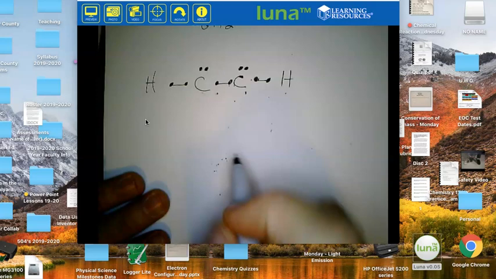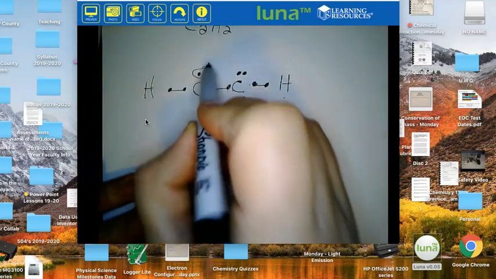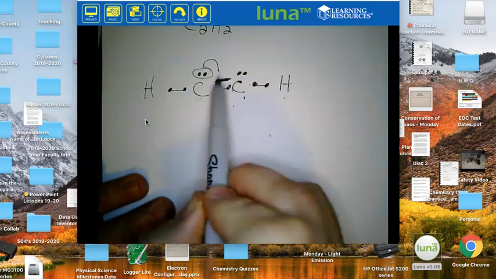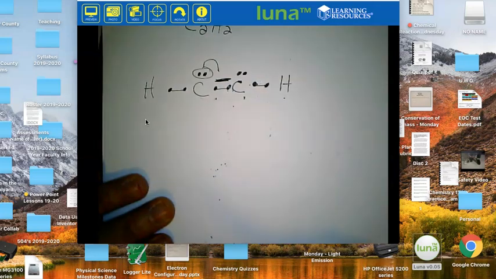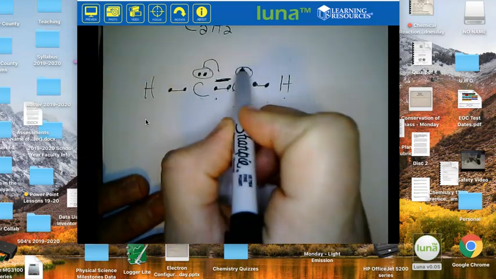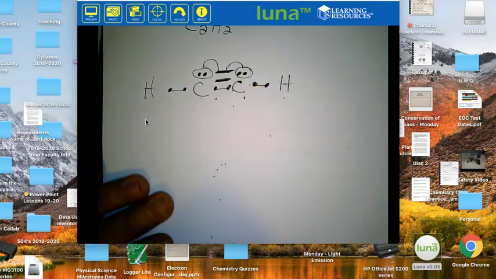So what we need to do, we'll take one lone pair and put it between them. Now this guy has 2, 4, 6, and this one has 2, 4, 6, 8. Well, that's no good either. So I'm going to take this other lone pair and make another covalent bond.